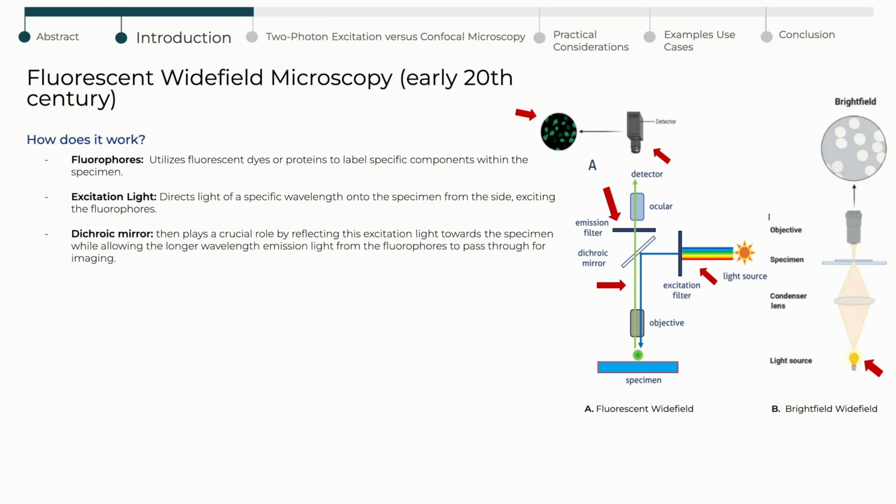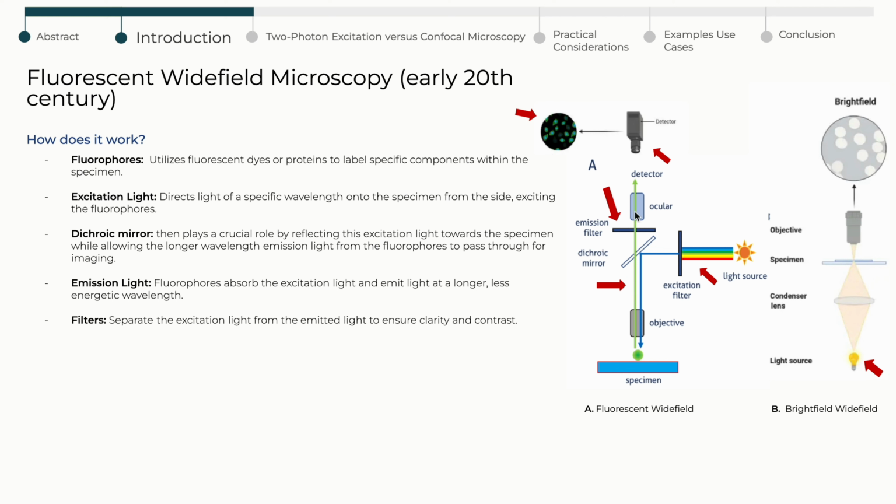The dichroic mirror plays a pretty important role in the next step, as it reflects the excitation light toward the specimen, while also allowing the longer wavelength emission light from the fluorophores to pass through for imaging. Next, the fluorophores absorb the excitation light and emit it at a longer, less energetic wavelength, which then passes through filters that separate the excitation light from the emission light. And then finally, the emitted light is collected and used to form an image of the specimen.